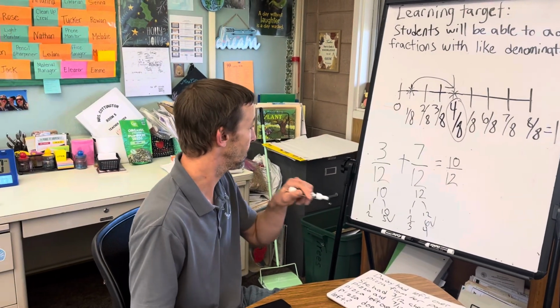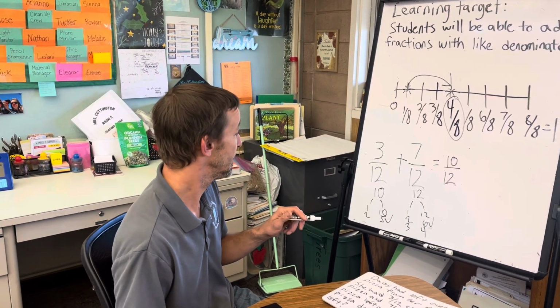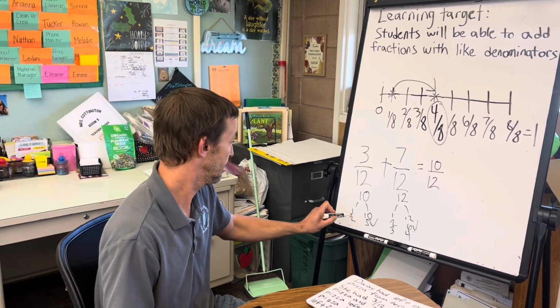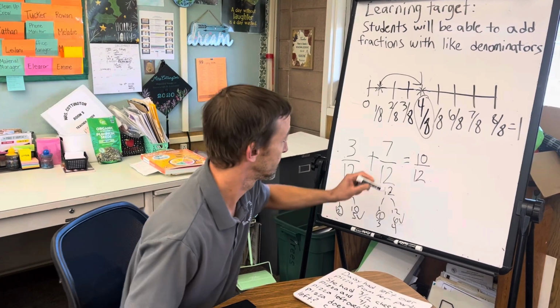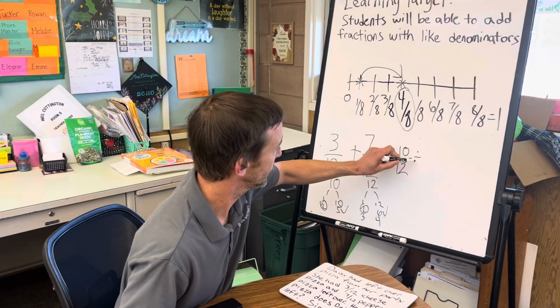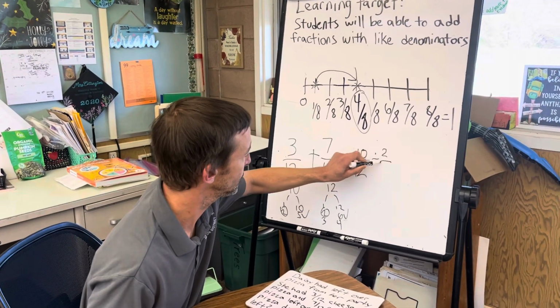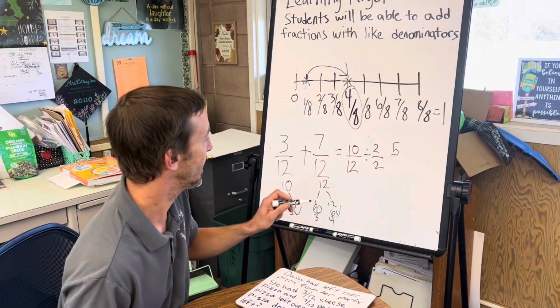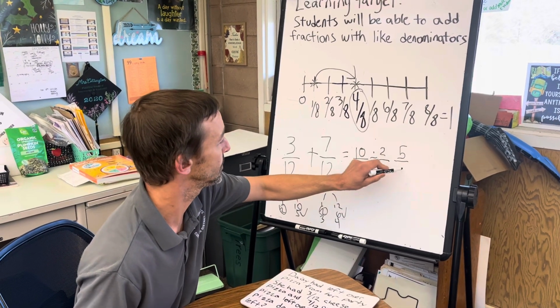So here we can see that our greatest common factor is 2. We're going to bring that over here, and we're going to divide this by 2 over 2. 10 divided by 2 is 5. 12 divided by 2 is 6.